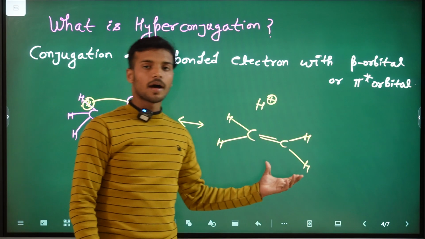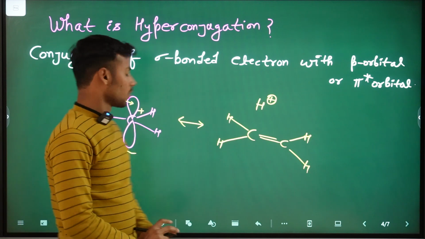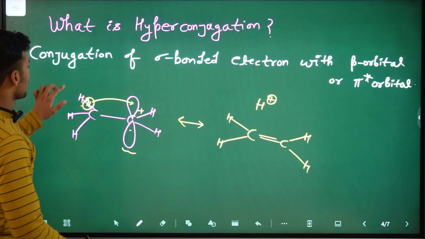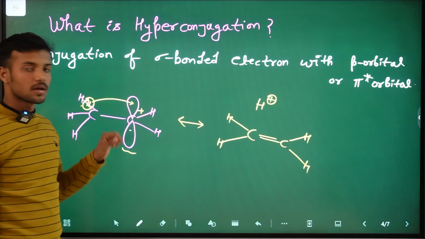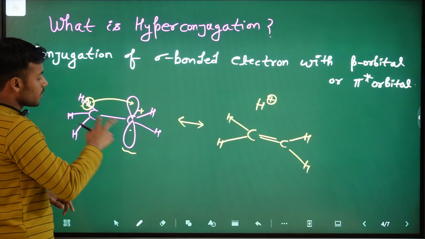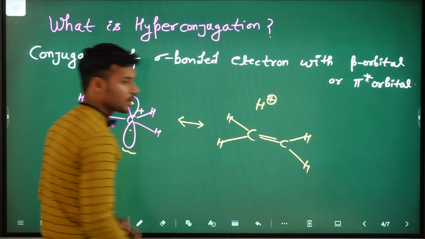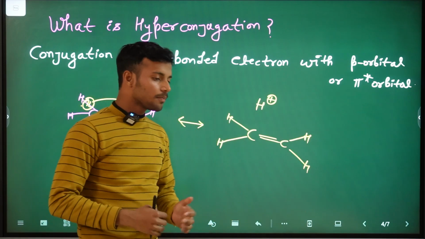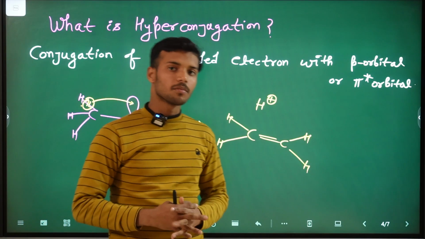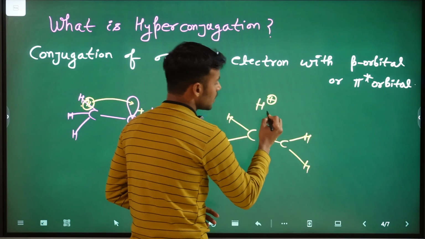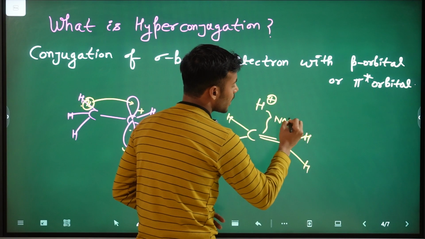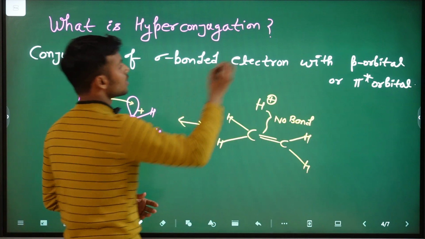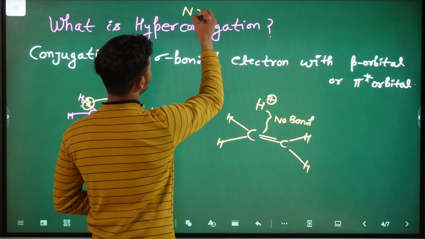This structure is called hyperconjugative structure. This empty p orbital will interact with the alpha CH bond, and this CH bond will shift here and form a new structure which is called a hyperconjugative structure. And the hyperconjugation effect has another name. There is no bond between this carbon and hydrogen, so this effect is also known as no bond resonance.